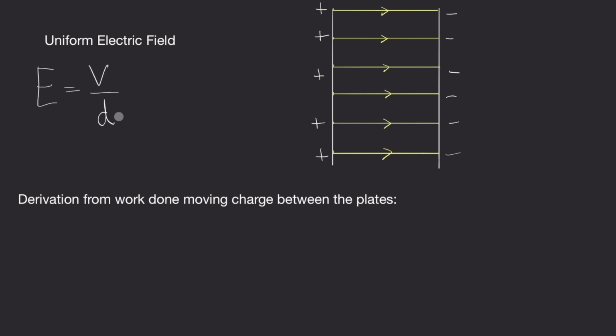Now let's have a look at the trajectory of moving charged particles entering a uniform electric field, initially at right angles. Now, what on earth does that mean?